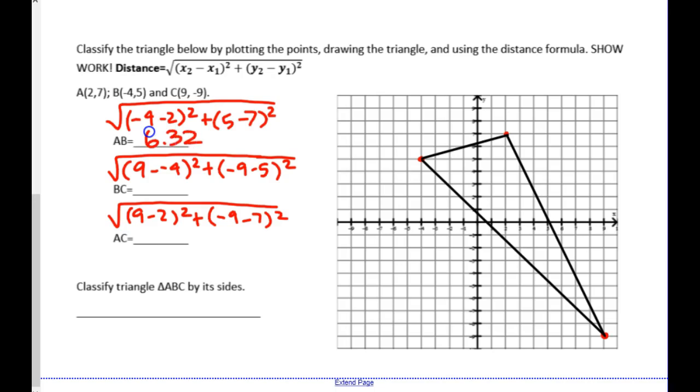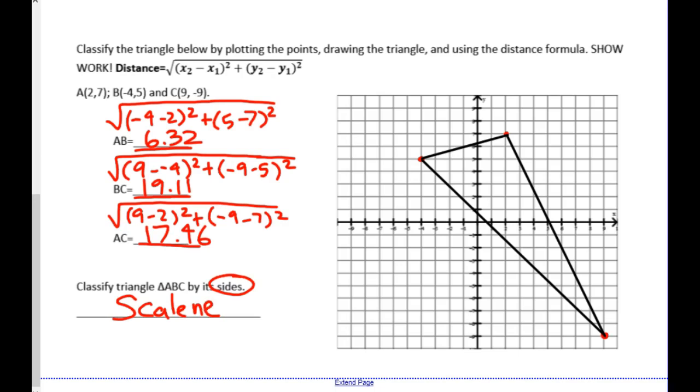6.32, 19.11, 17.46. Okay. Now it asks us just to classify by the sides. 6.32, 19.11, 17.46. All of these side lengths are different lengths. And since they're all different lengths, we know that is scalene.